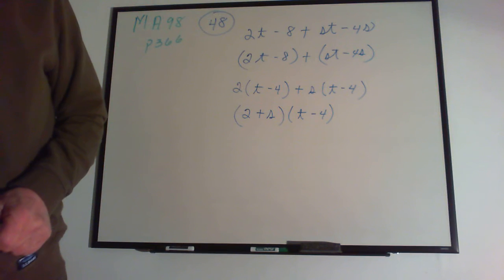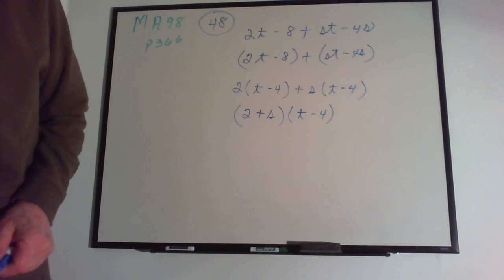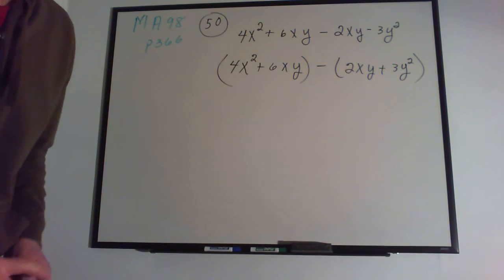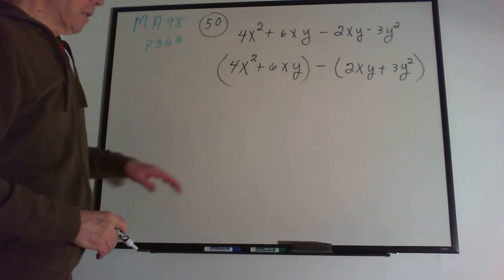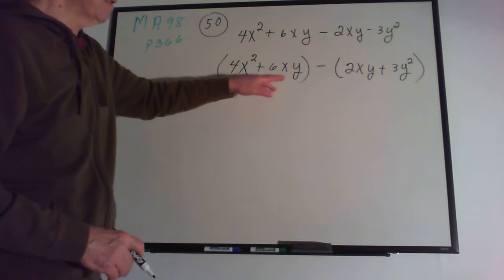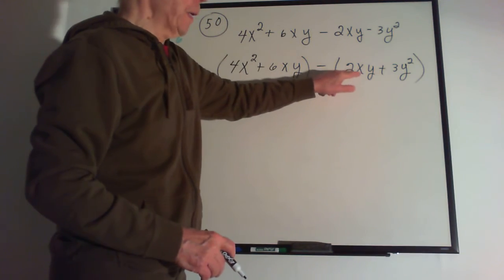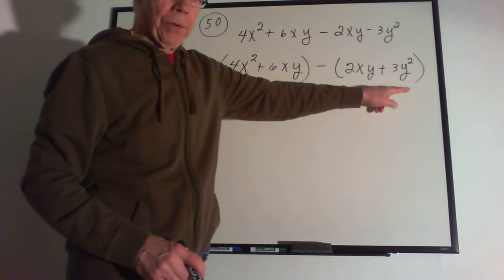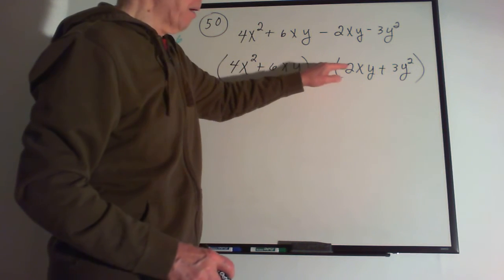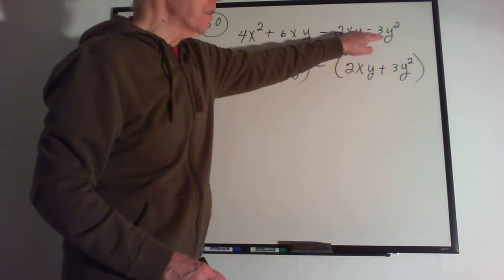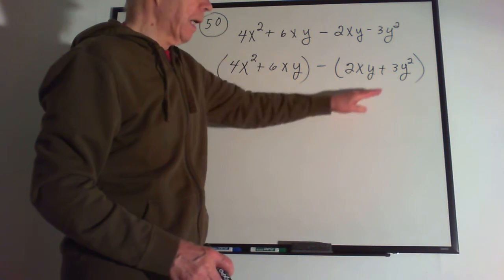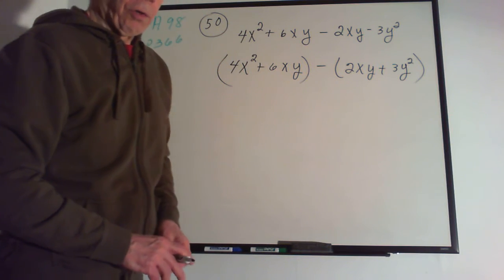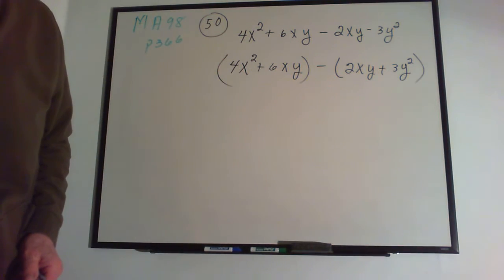All right, let's take a look at number 50. All right, here's problem 50. Now I grouped the first two terms together, minus (2xy plus 3y squared). Because when I remove the parentheses, this is going to become minus 2xy minus 3y squared. So by enclosing in parentheses, I have got to change that sign. So go ahead and finish the problem, see how you do. I'm going to pause the video.